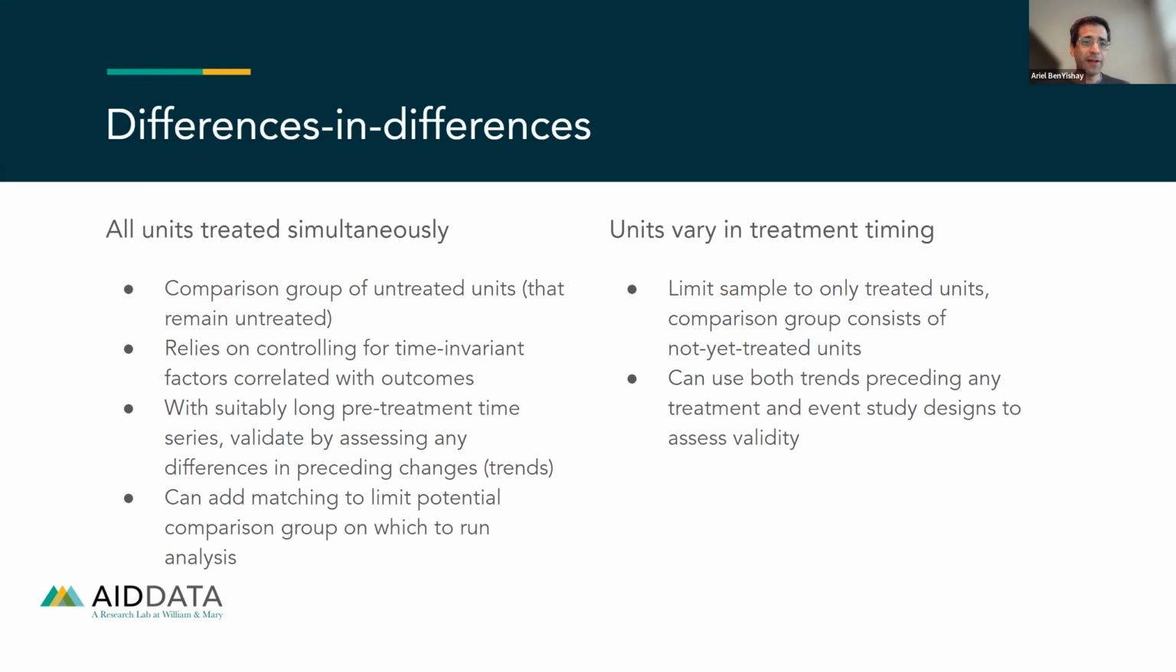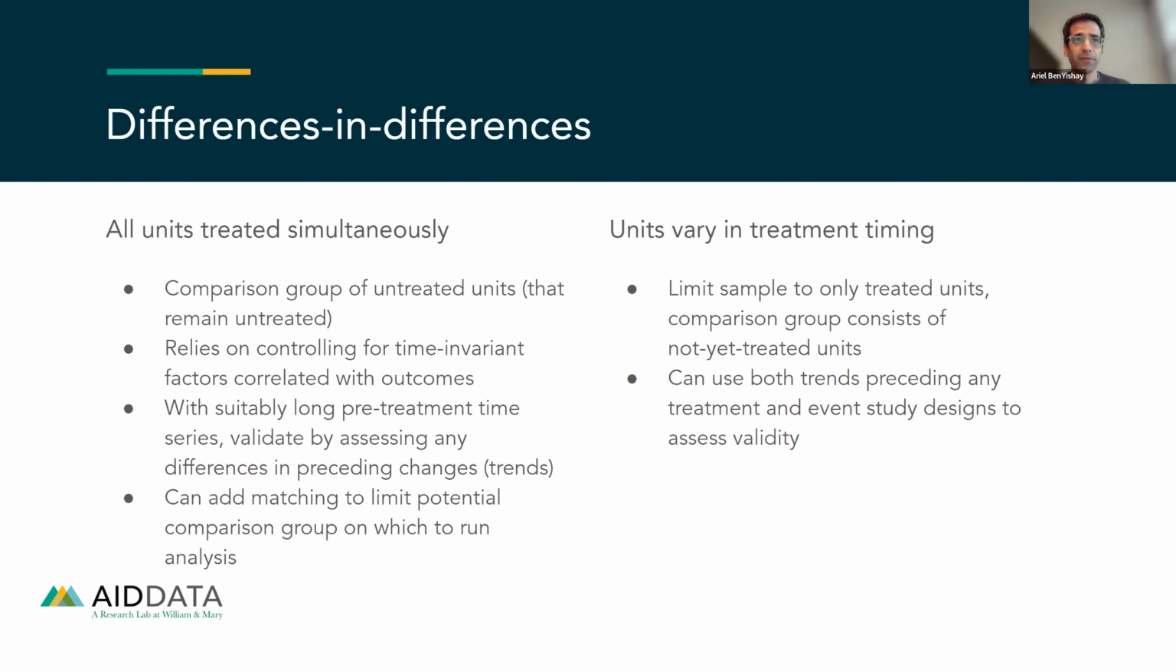Differences in differences we can think about under two main categorizations. One is where all units are treated simultaneously, and the second is where different units vary in their treatment timing. In the first case, where all units are treated simultaneously, we're going to construct a comparison group of only untreated units that remain untreated throughout the study period. And we're going to rely on controlling for time invariant factors that are correlated with the outcomes. Those might include aggregate fixed effects at district, again, or village scales, but also other unit level covariates.